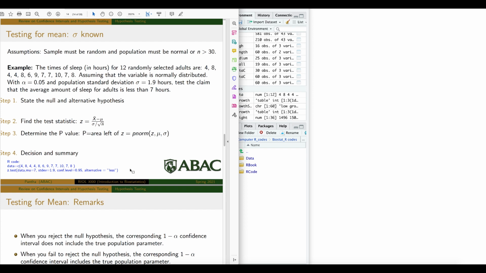Okay guys, so what is the R code? If you want to do it by R, what should we do? So first of all we need to write the data. So data equals c, and then you copy those data points, right? And then you do g.test.